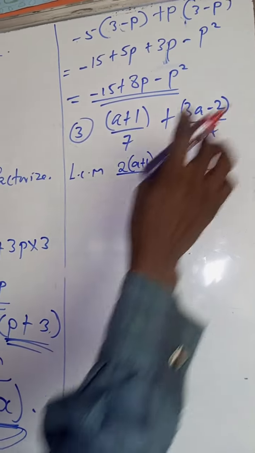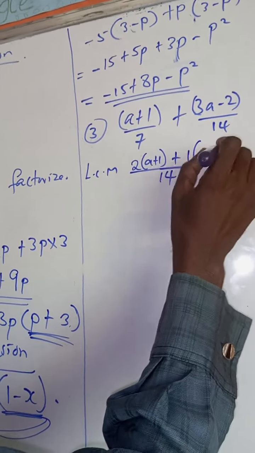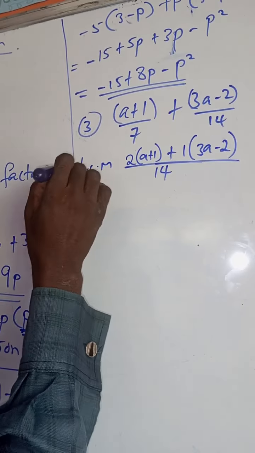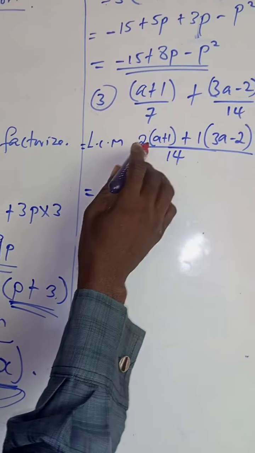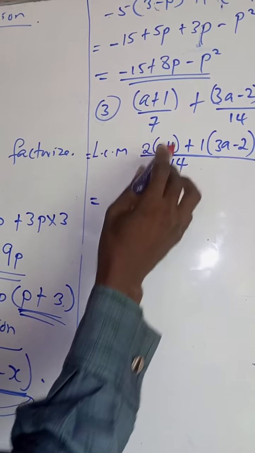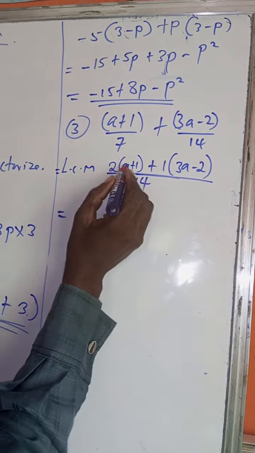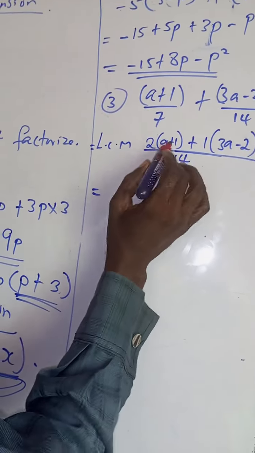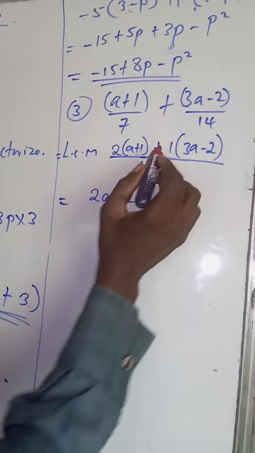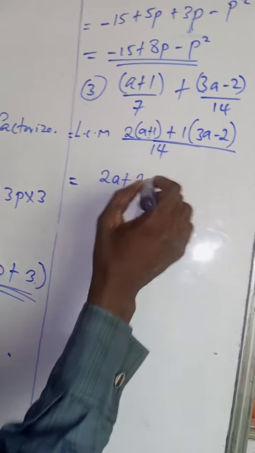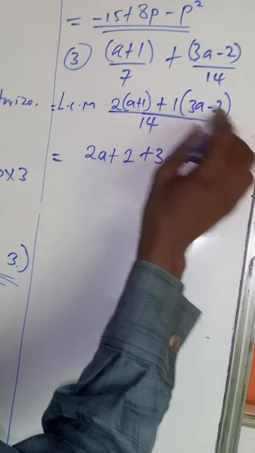So my addition goes here. 1 times 14 in 14, 1 times the whole bracket. So this one will be equal to: I can now expand. You look at this one, it is now single expansion. Also, this one is single expansion. So 2 times a gives me 2a, plus 2 times 1 is 2. You are through with that. Plus 1 times 3a, it will remain the same thing, plus 3a. Minus 1 times 2 is minus 2.